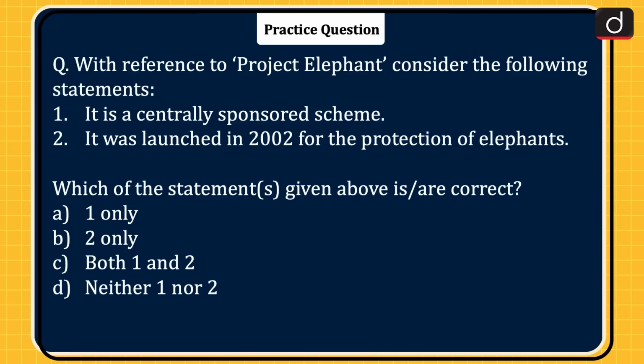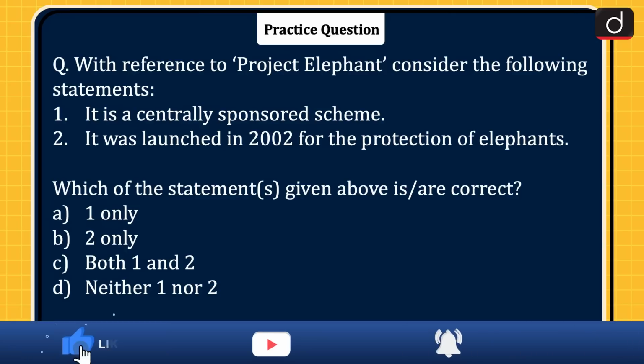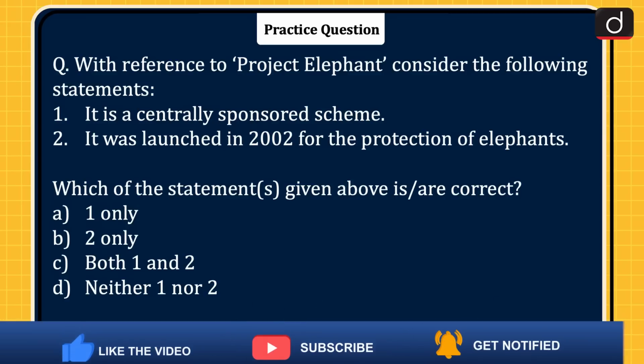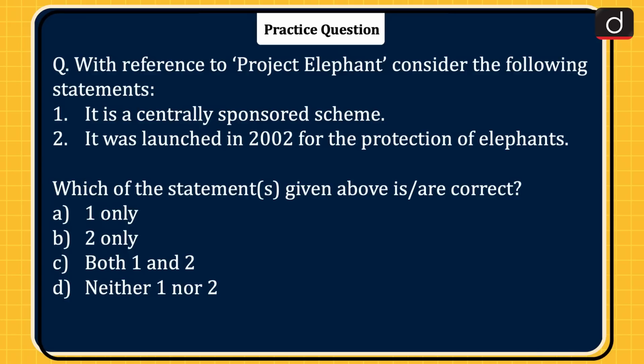Now it's time for the practice question. With reference to Project Elephant, consider the following statements. 1. It is a centrally sponsored scheme. 2. It was launched in 2002 for the protection of elephants. Which of the statement or statements given above is or are correct? 1 only, 2 only, both 1 and 2, or neither 1 nor 2?